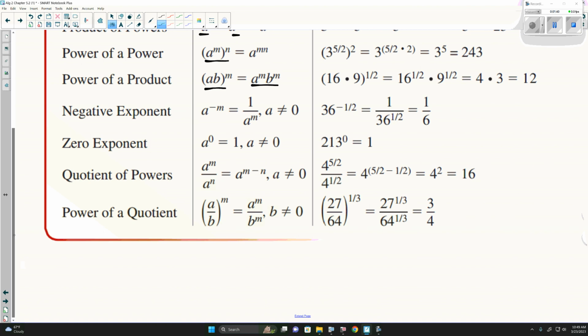The only one that doesn't work is 0. We cannot have 0 to the 0. Any other one does work. Our quotient powers. If we have two like bases being divided, we subtract the exponents. And lastly, power of a quotient. If we have two things divided to an exponent, we can apply that exponent to both numbers.